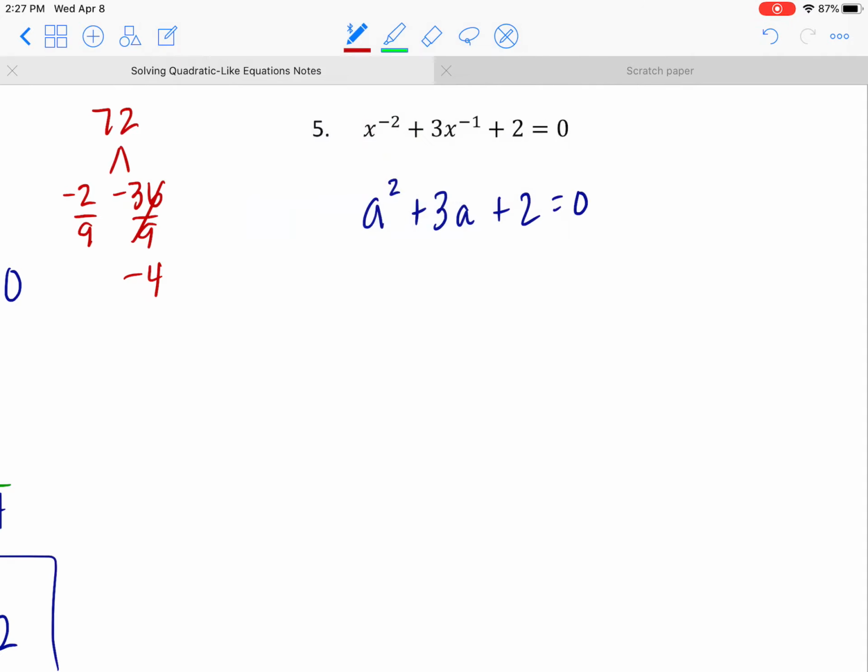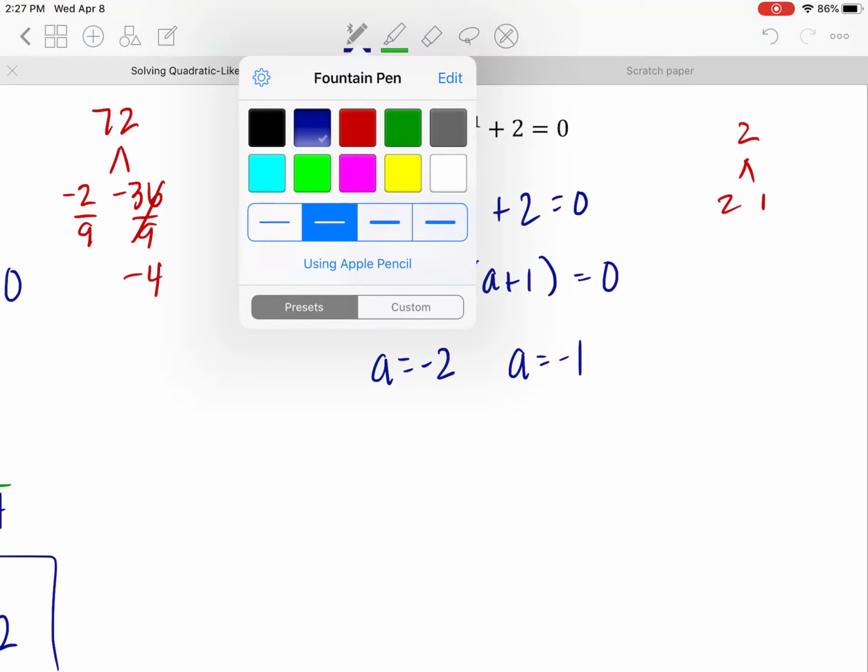I think sometimes these negatives are a little tricky, so let me show you how to handle this guy. If you want to give it a shot, you absolutely can. So we're going to make this 1a squared plus 3a to the first plus 2. Make it a quadratic.